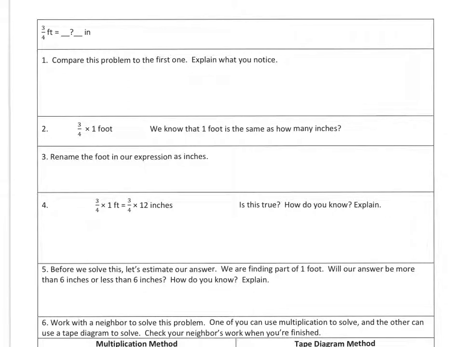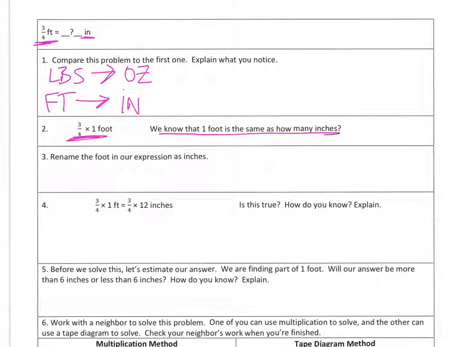For our next problem, we're looking at 3/4 of a foot. And then look, we're putting it in inches. Comparing this problem to the first one, in the first one we were going from pounds to ounces. Now we're going from feet to inches. If we were keeping it in feet, we'd just do 3/4 times 1. But 1 foot is the same as how many inches? 12. So our problem is 3/4 times 12.